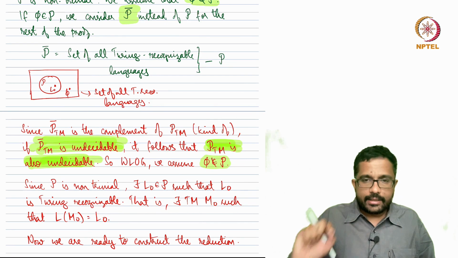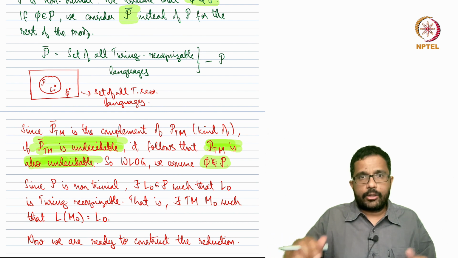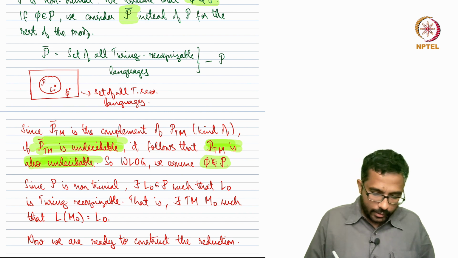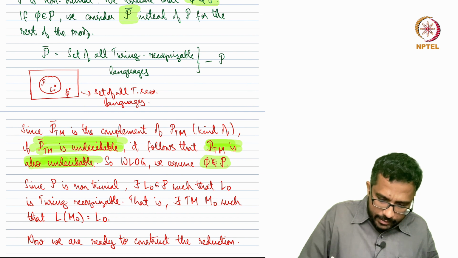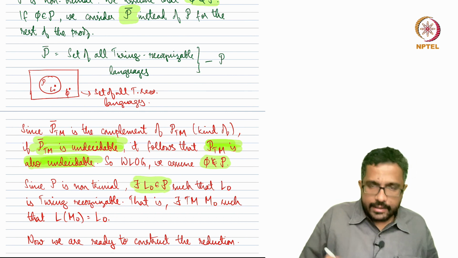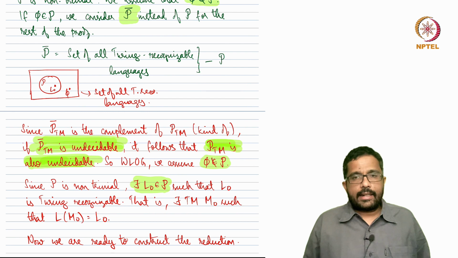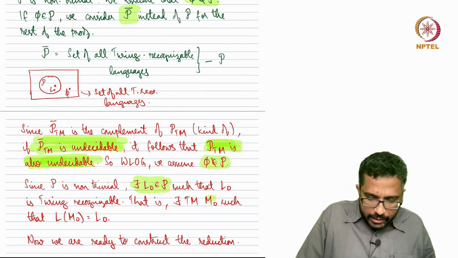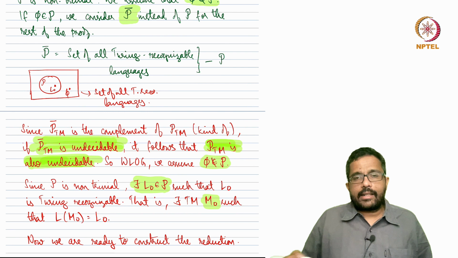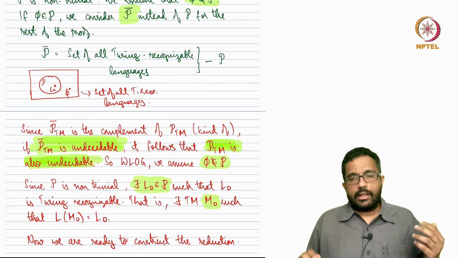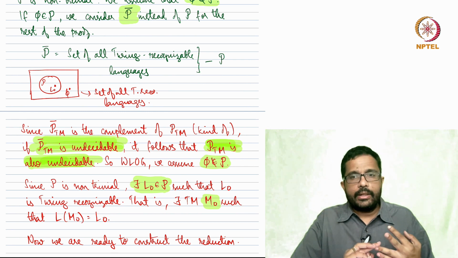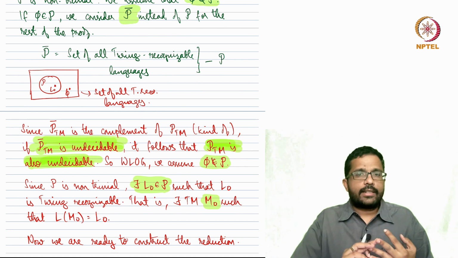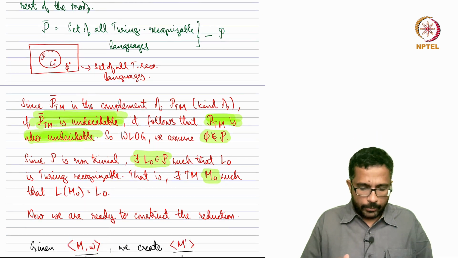We can assume that there is some language in the property, because it is not the empty property, since the empty property is trivial. So let that be L0. L0 is in P, and since L0 is a Turing recognizable language, let M0 be the Turing machine that recognizes L0. So we have the empty language not in P, and the language L0 in P, recognized by some Turing machine called M0.